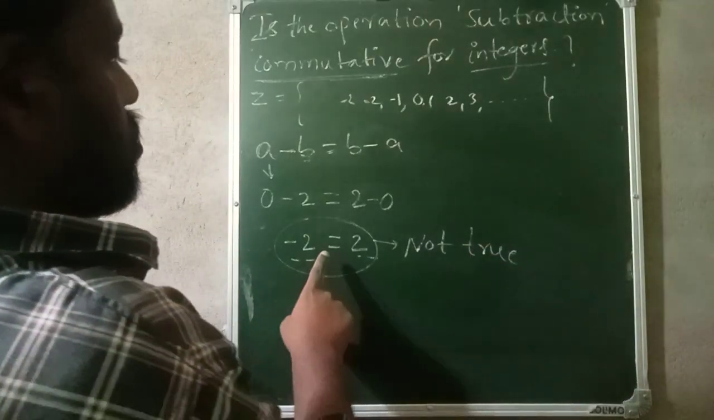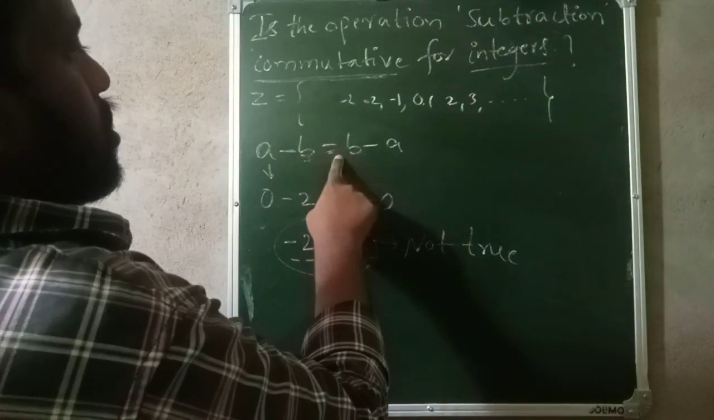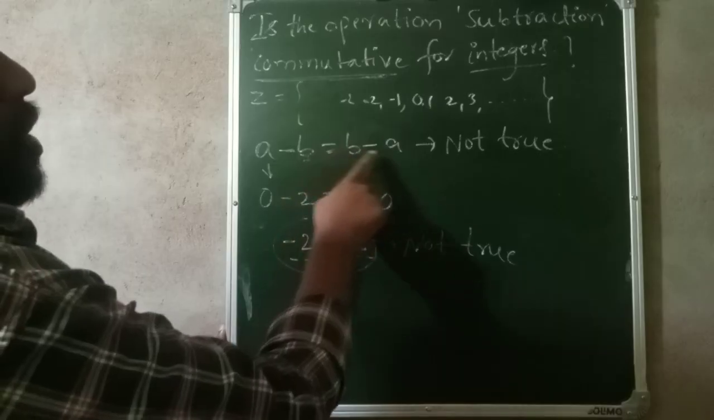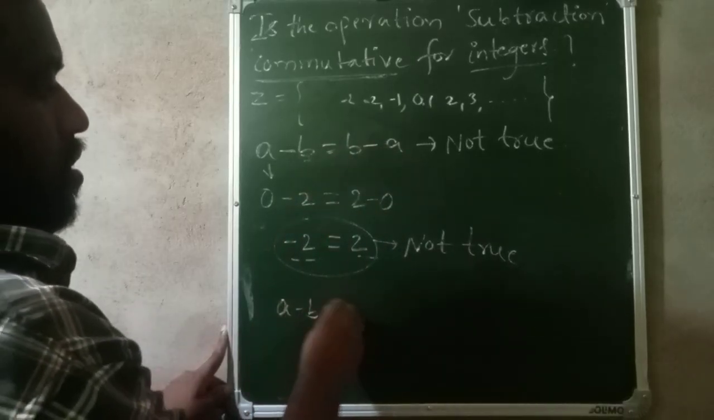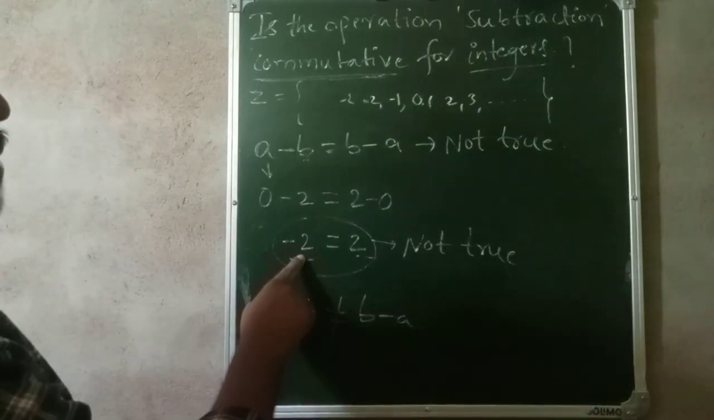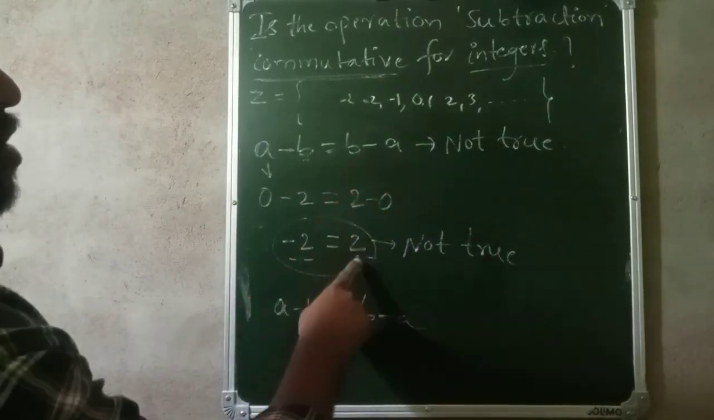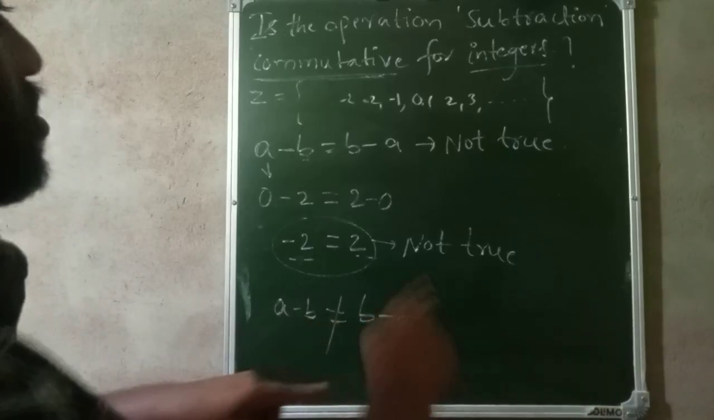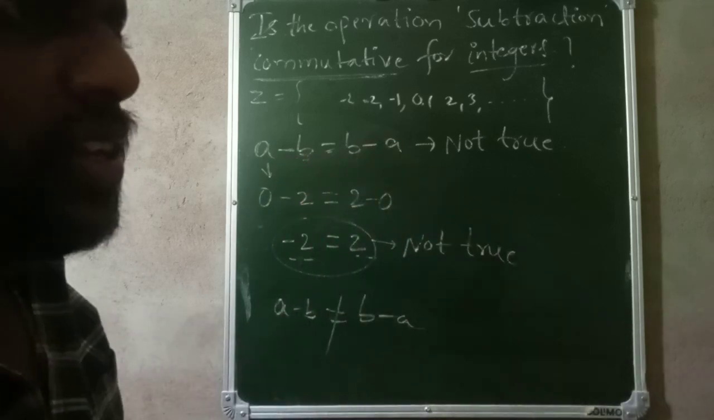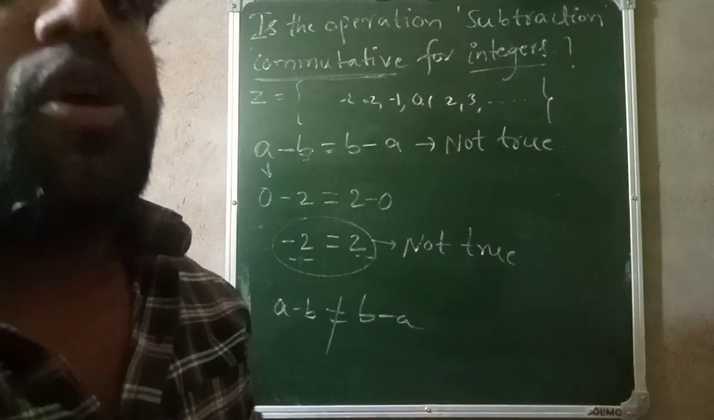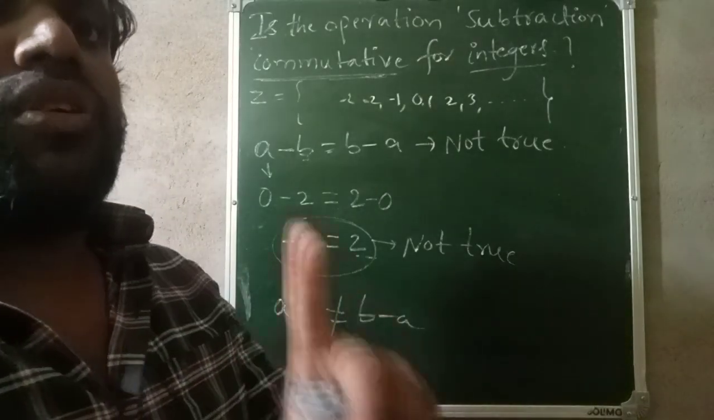So since this is not true, a minus b is equal to b minus a is also not true. I can say a minus b is not equal to b minus a. Here a minus b is minus 2, and b minus a is 2. So a minus b is not equal to b minus a. But this is saying a minus b is equal to b minus a. So that means subtraction is not commutative for integers.